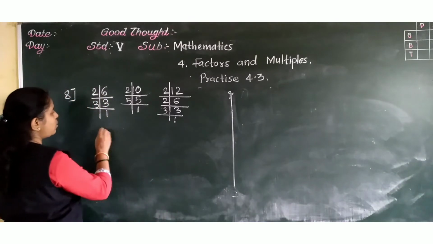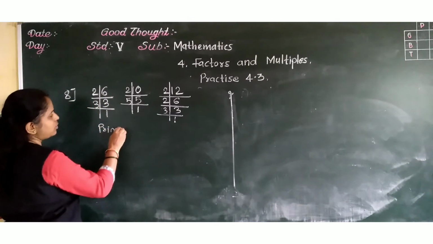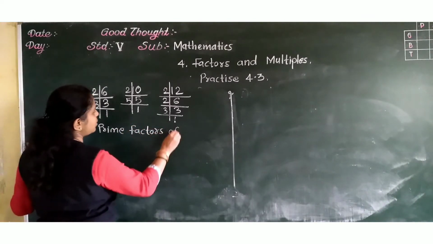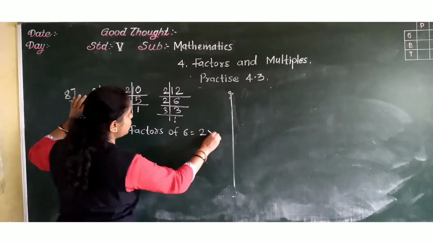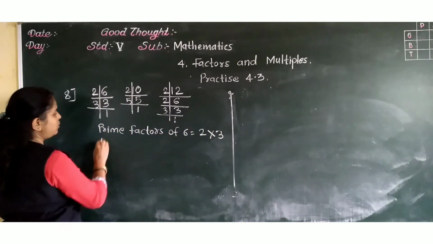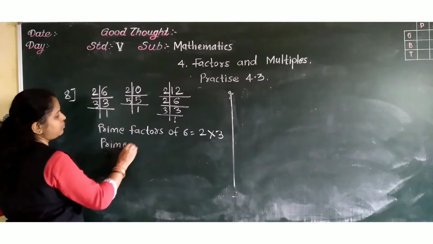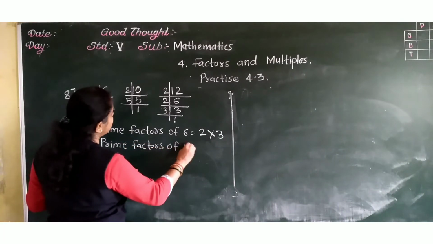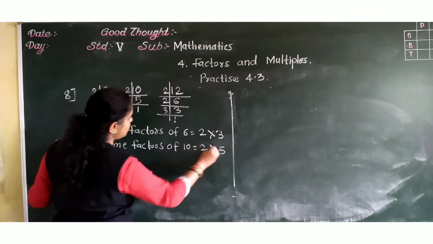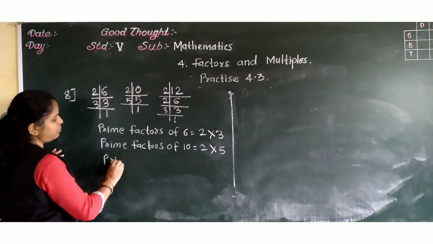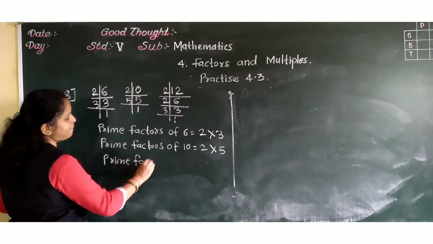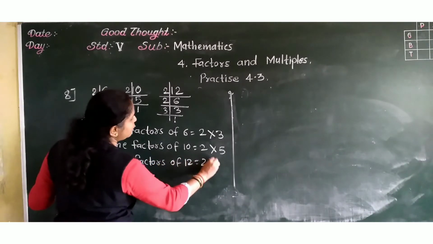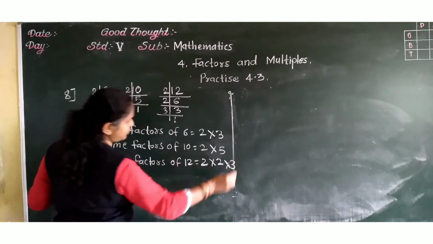Now what do we have to write down? Prime factors of 6 is equal to 2 into 3. Then prime factors of 10, 2 into 5, and prime factors of 12, 2 into 2 into 3.